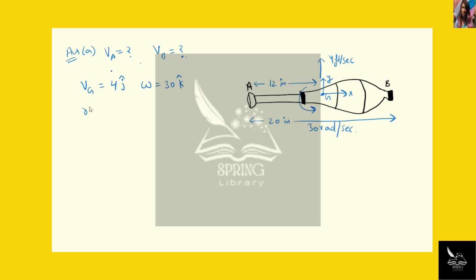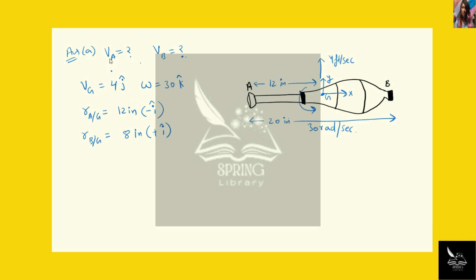The distance of A with respect to G is equal to 12 inch, and the direction is measured from the G point. So in the leftward direction we take a negative sign, so this is minus 12 i cap. Now the distance of B with respect to G is 8 inch, that is 20 minus 12, and the direction is measured from the G point, so this is positive, plus 8 i cap. So these are the data given in the question.